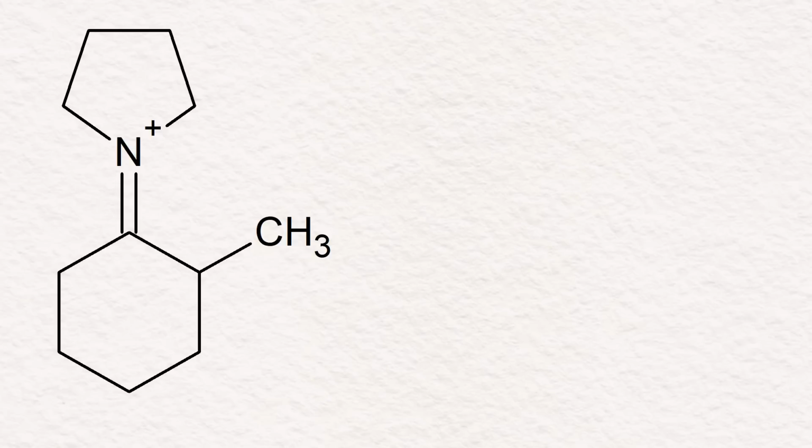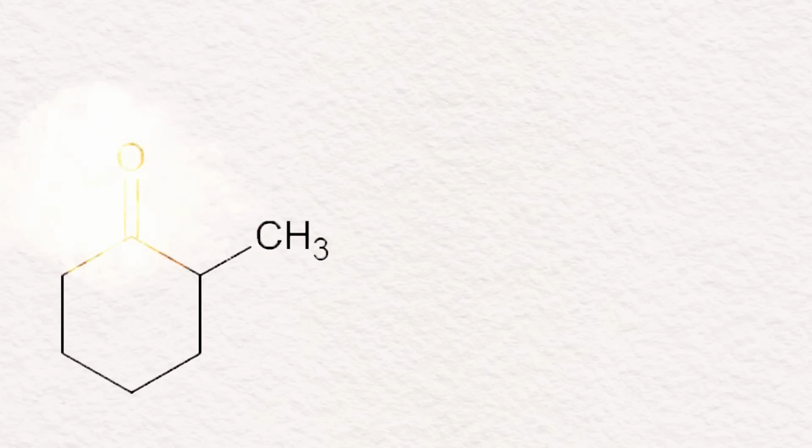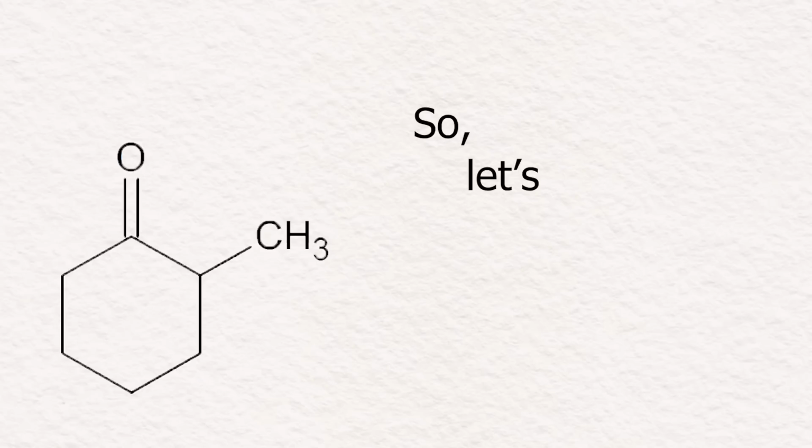Afterward, I can add some water and acid to kick off the pyridine and return it back into a ketone. Afterward, I can simply distill the mixture to get my 2-methyl cyclohexanone. So let's get to it.